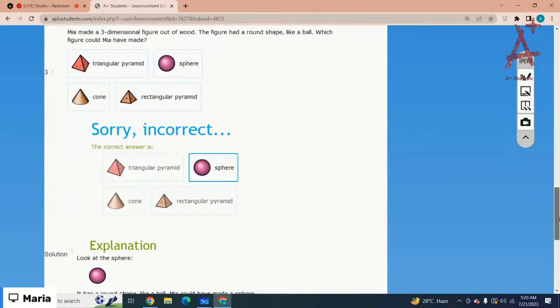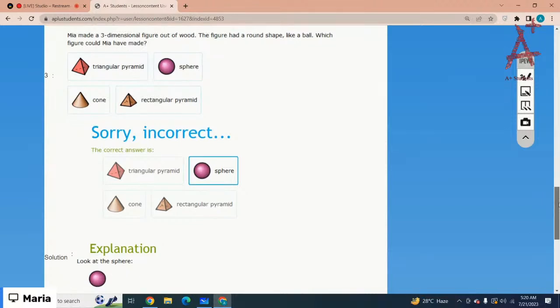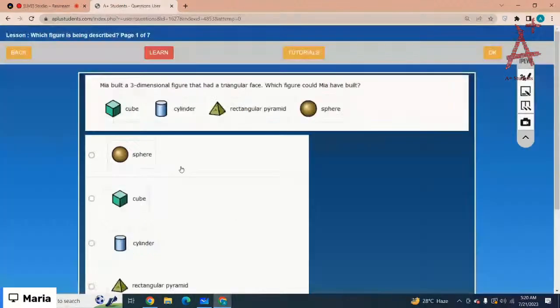Okay, let's start with practice questions. Mia built a three-dimensional figure that had a triangular face. Which figure could Mia have built? So you're given four options. Which option has the triangular face?